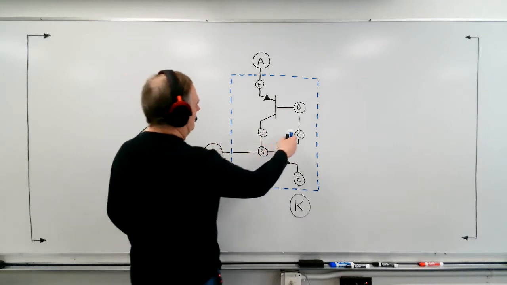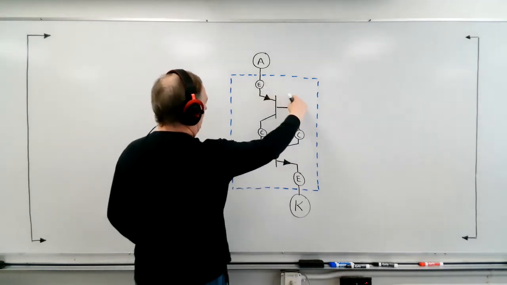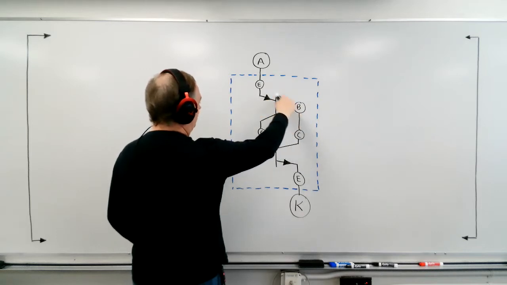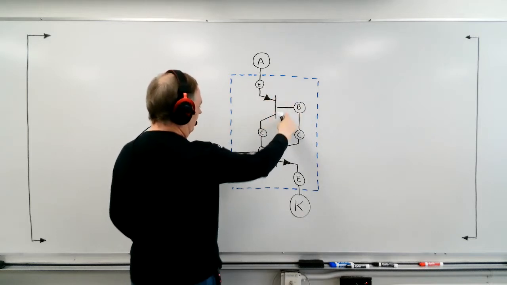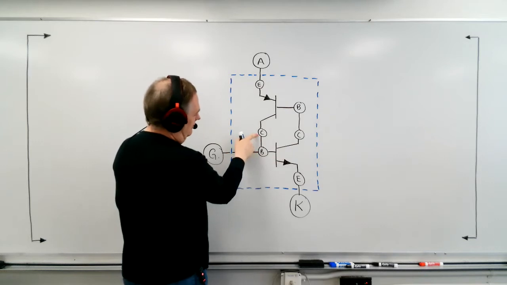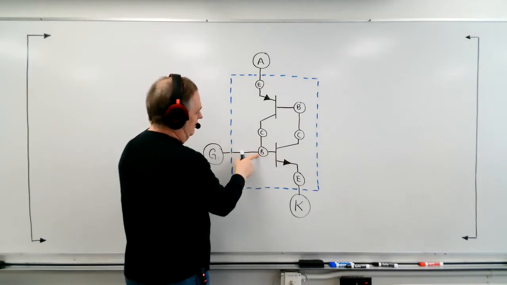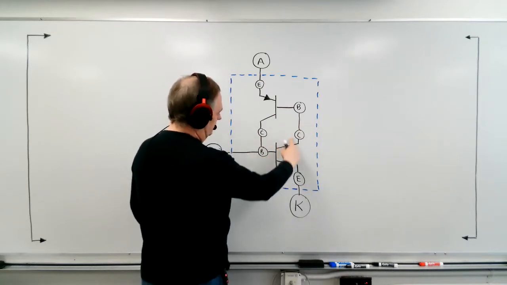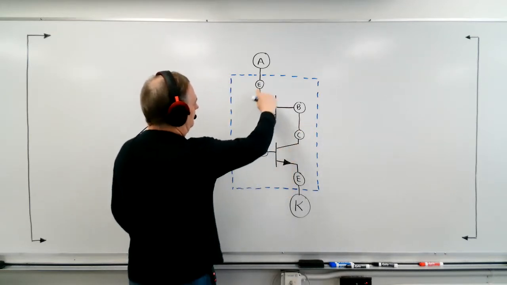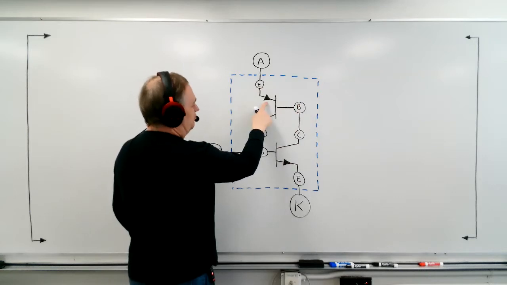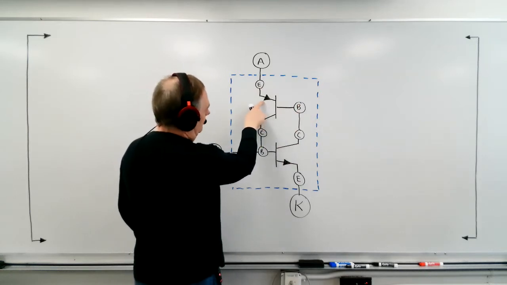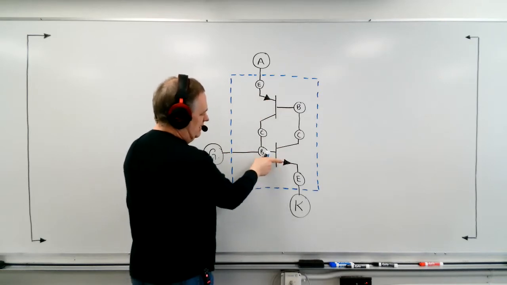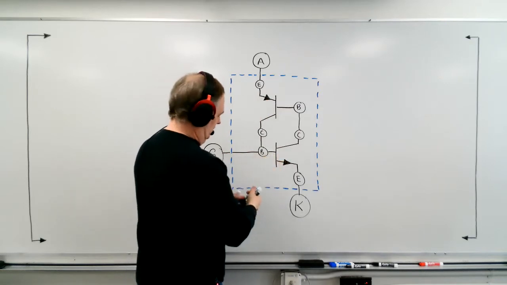What you're going to see here is emitter, base, collector. And this is like one transistor. And then here you're going to see the collector of this one connected to this base. This is basically another transistor. So I've got base, collector, emitter. Now this transistor is like a PNP because this arrow is pointing in. This is like an NPN because the arrow is pointing out.